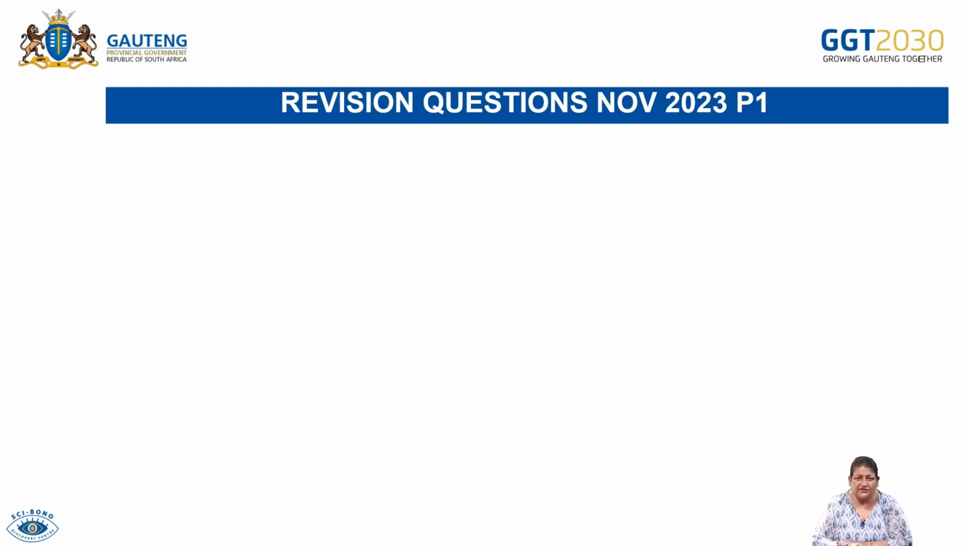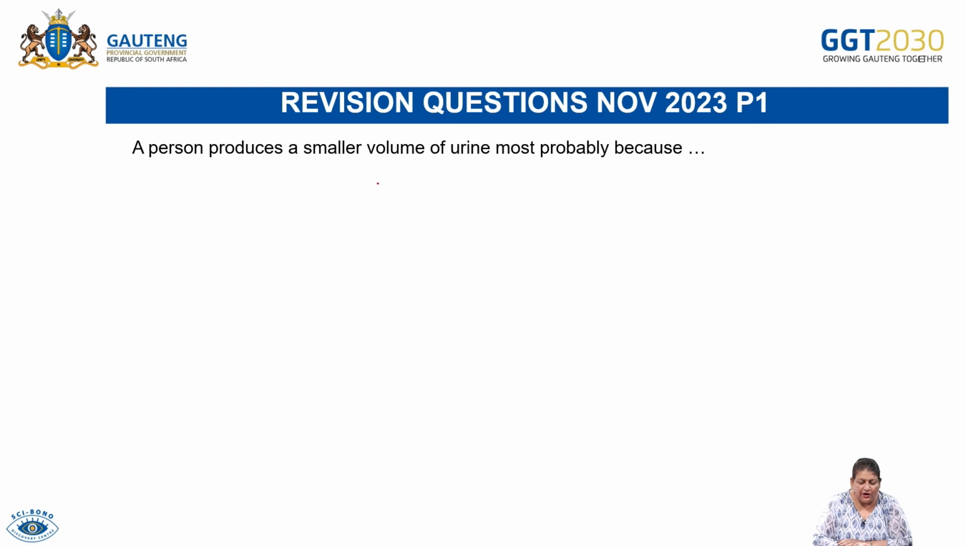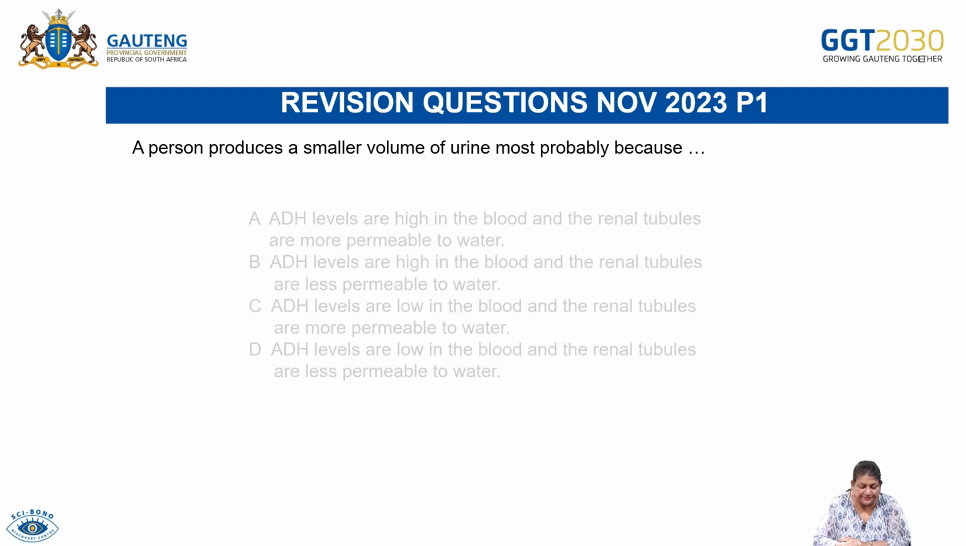Now we go to more questions from the November 2023 paper. A person produces a smaller volume of urine. Now we're no more concentrating on glucose. We're not looking at carbon dioxide. We are looking now at urine. And what does urine contain? It contains water. Right. Now we want to see that the water balance in the blood must be kept constant. That means a person must not pass out too much urine, losing water in the urine, because he may be sweating and losing water through the sweat. So here, a person produces a smaller volume, means amount, of urine, probably because.